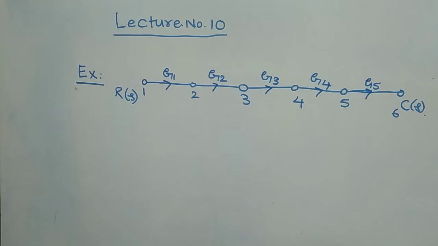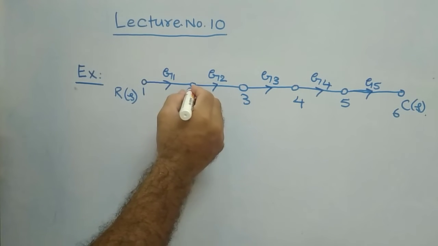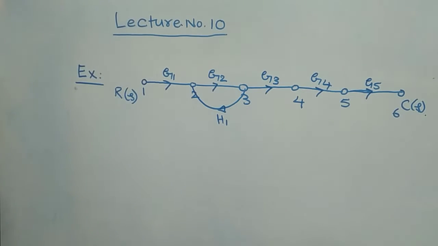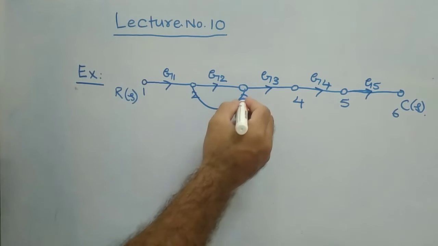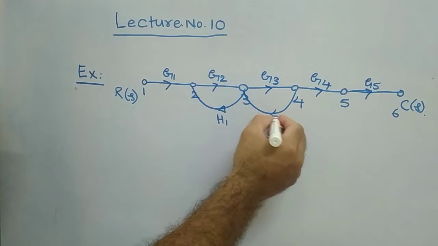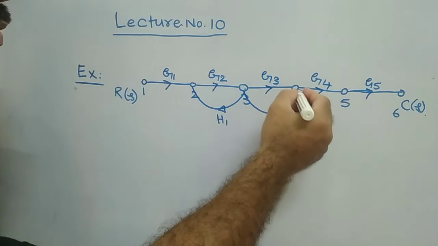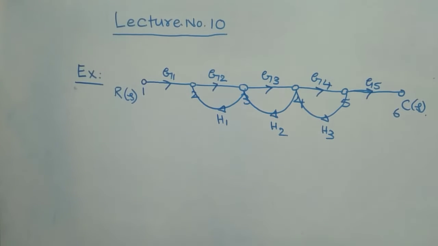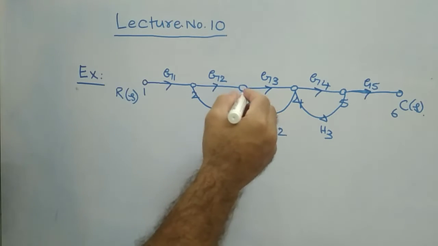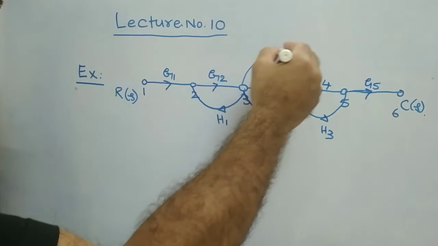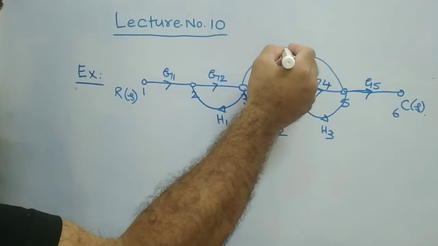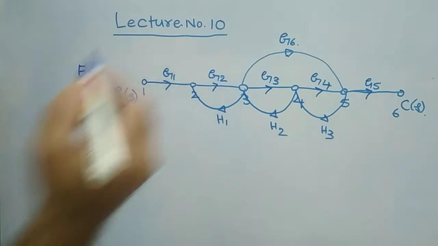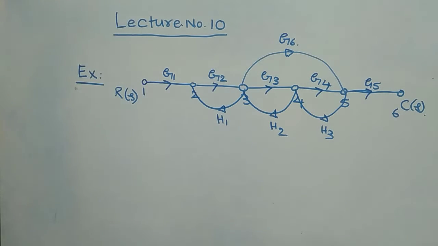Between nodes 2 to 3 you have a feedback loop with gain H1, between 3 to 4 you have H2, between 4 to 5 you have H3, and between node 3 and node 5 you have one forward path of gain G6. This is the given signal flow graph diagram.